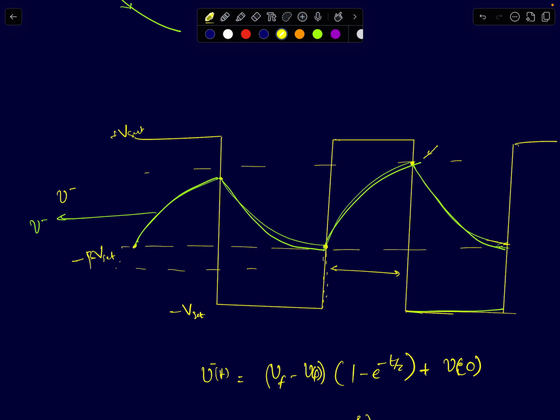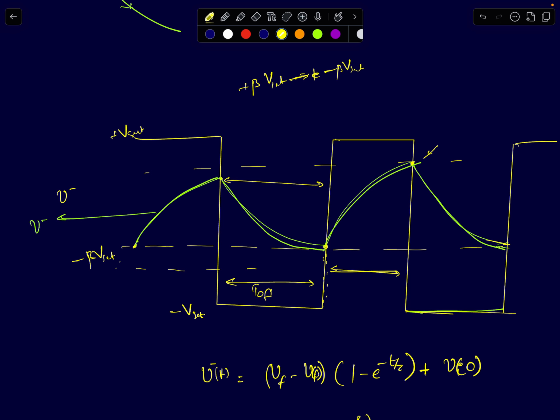Now how do you find the time period? All you need to do is find out the time it takes for a first order RC network to discharge from plus beta Vsat to minus beta Vsat. It has to go from plus beta Vsat to minus beta Vsat. That will be your off time, T off.